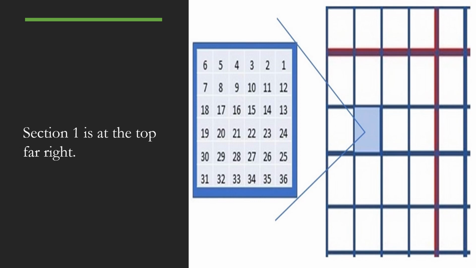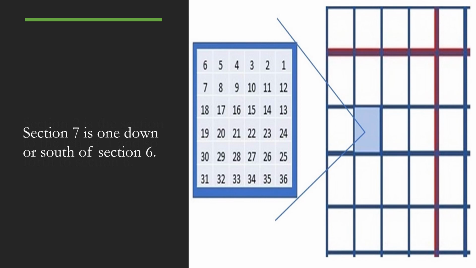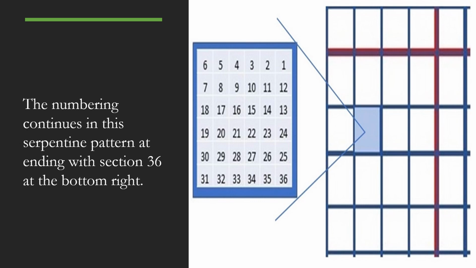Section 1 is at the top far right. Section 2 is the section to the left of 1, and so forth to Section 6. Section 7 is one down, or south, of Section 6. The numbering continues in this serpentine pattern, ending with Section 36 at the bottom right.